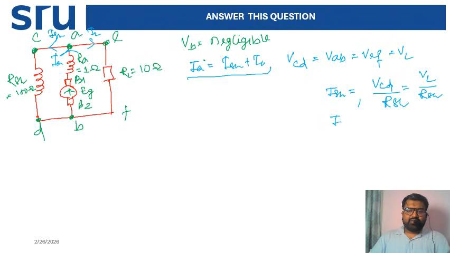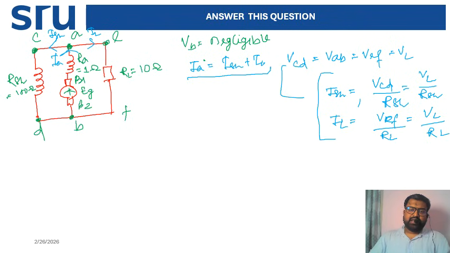Similarly, in case of IL also, that is nothing but your VEF by your RL. Then VEF equal to your VL. Can I write VL by RL? These two we can write simply because it is connected in parallel, this is the condition. Now you put in this current equation, so then you can also compute the IA current.